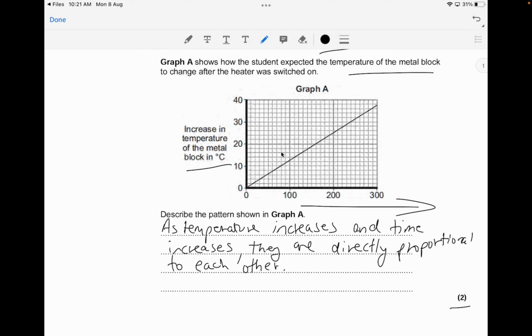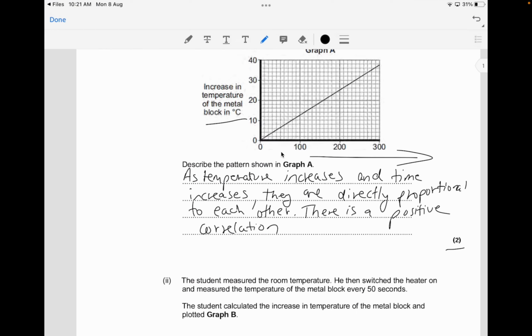Then you can mention that there is a positive correlation, which could also be in your answer. The main thing while dealing with physics on GCSE questions is writing down the keywords. It's really critical and very important. You can also mention that there's a linear relationship and that temperature and time are proportional to each other. This is for 2 marks, so you can write this for this type of question. Let's move on to the next question.